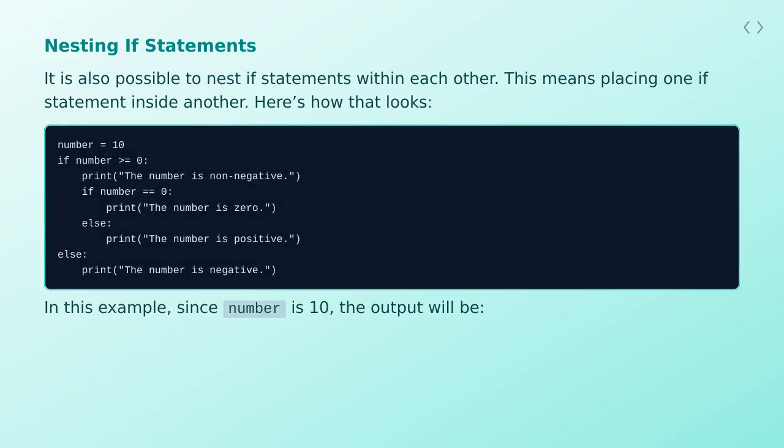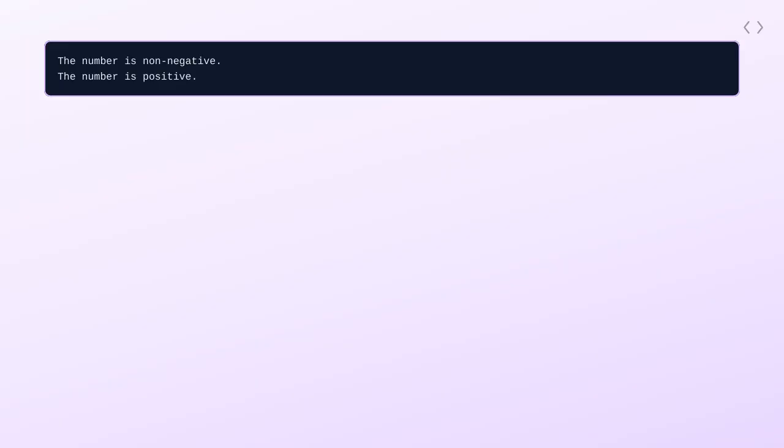Now we're on nesting if statements. It's also possible to nest if statements within each other. This means placing one if statement inside another. Here's how that looks. The samples on screen walk through this step. Take a moment to read through them. In this example, since number is 10, the output will be. I'll let you read the examples on screen rather than reading every line aloud.